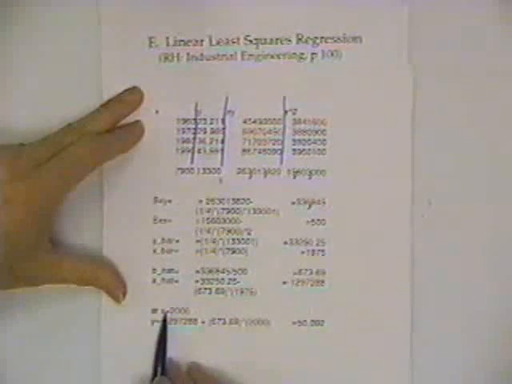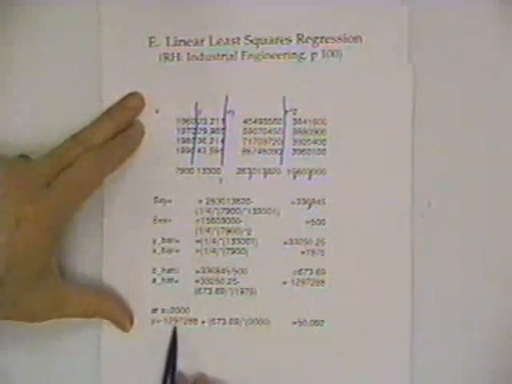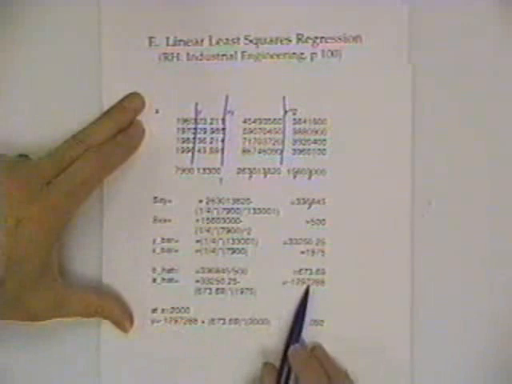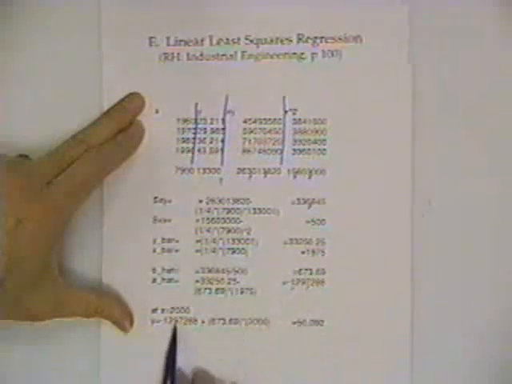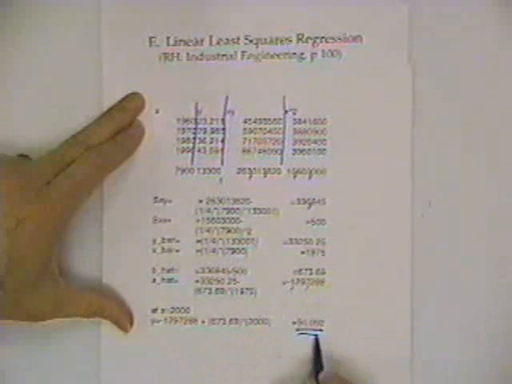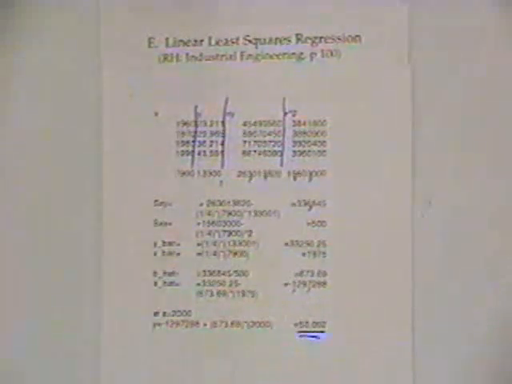We can then evaluate the function, the population at a time of 2,000. So Y is equal to A hat plus B hat times X. In this case, Y hat is minus 1,297,000 plus the slope 673 times the value of X, 2,000, and we end up with the answer, in this case, around 50,000 as the estimate for the population.